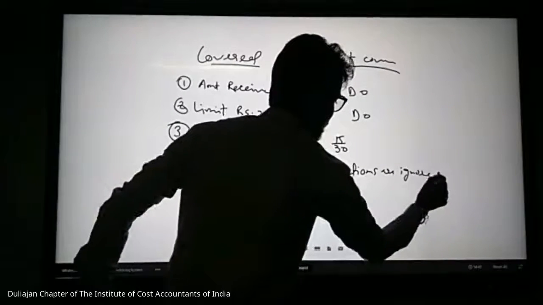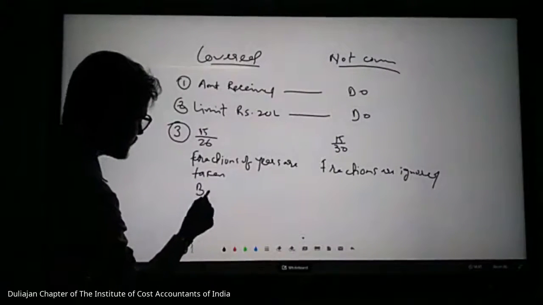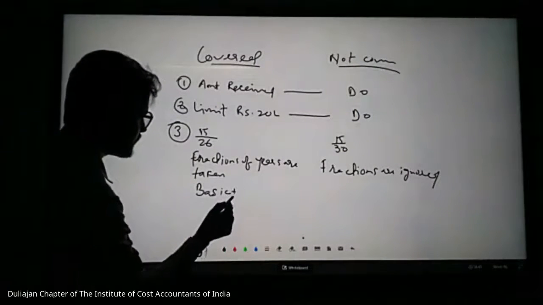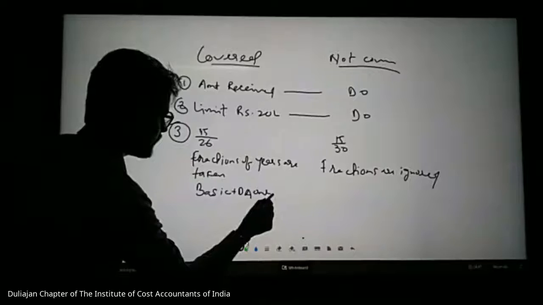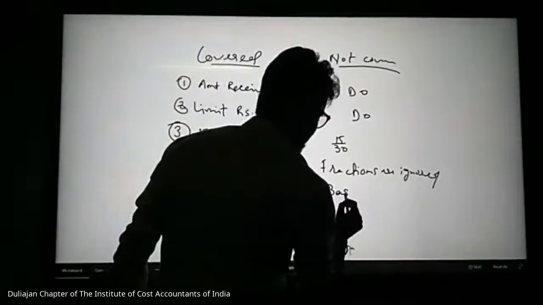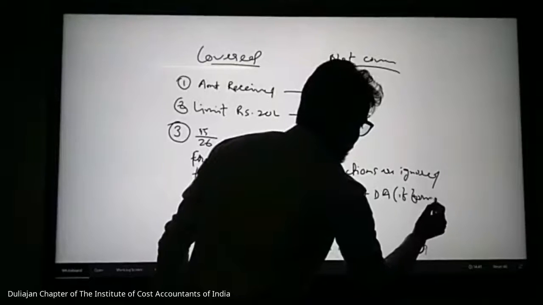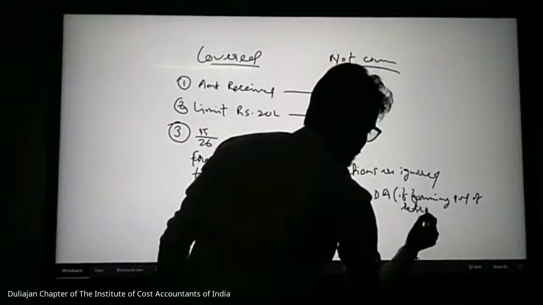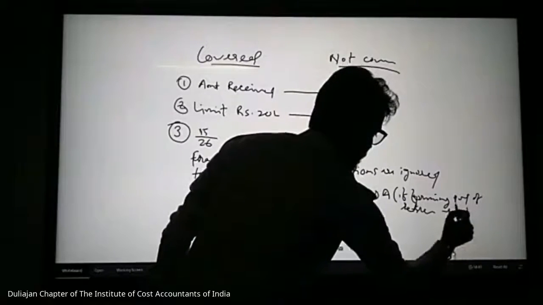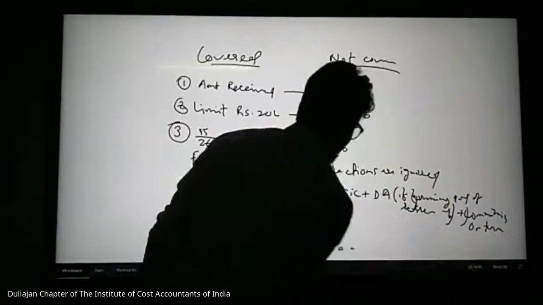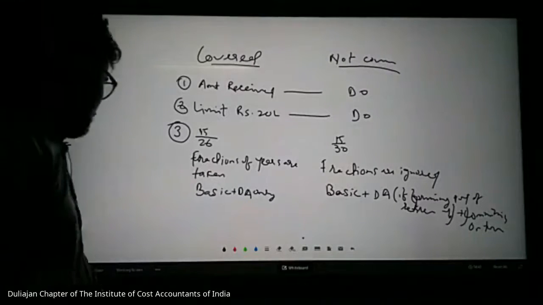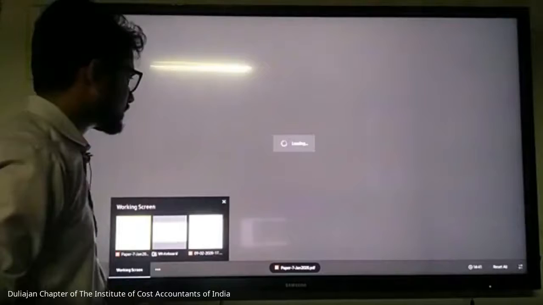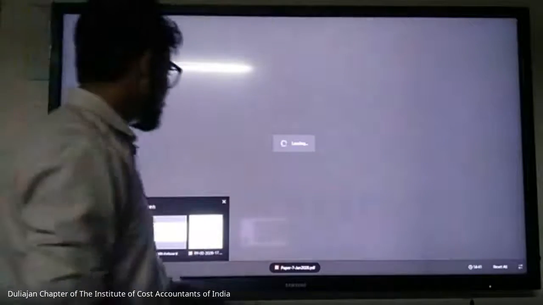Okay. Then meaning of salary: here it was basic plus DA only. Here it was basic plus DA and commission. DA is forming part of retirement benefit, plus commission on turnover. So these were the basic differences, and we had solved two illustrations as well yesterday. Is there any more illustration in the book?